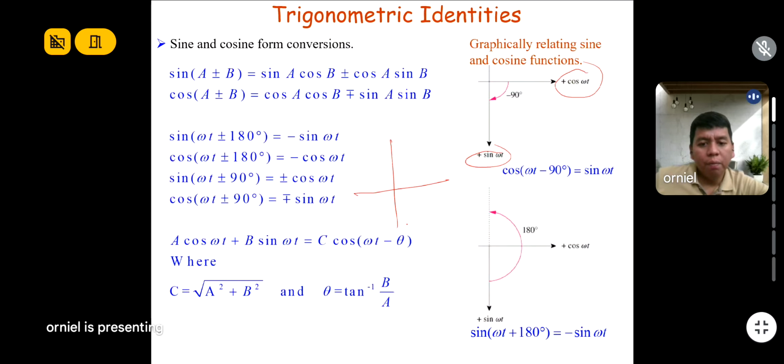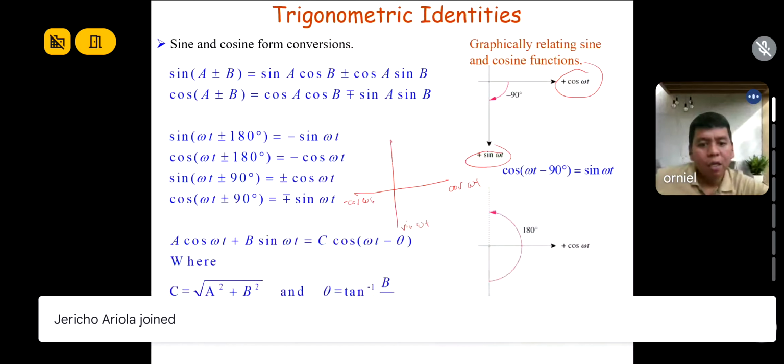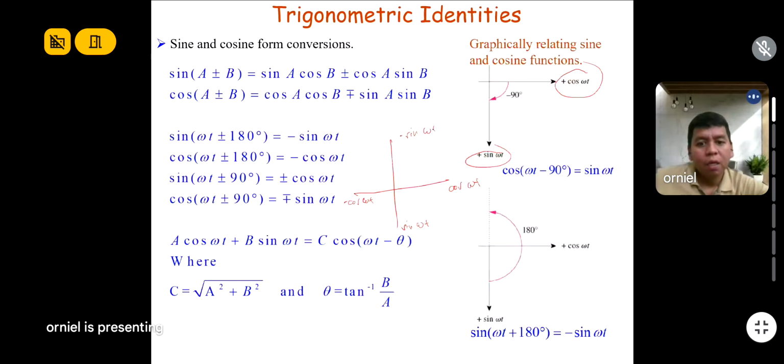I have negative, you have, take note now, you have sine omega t, you have cosine omega t. So it is expected that if it is a positive sine, then positive cosine; this is negative cosine omega t, because both are negative sine omega t.